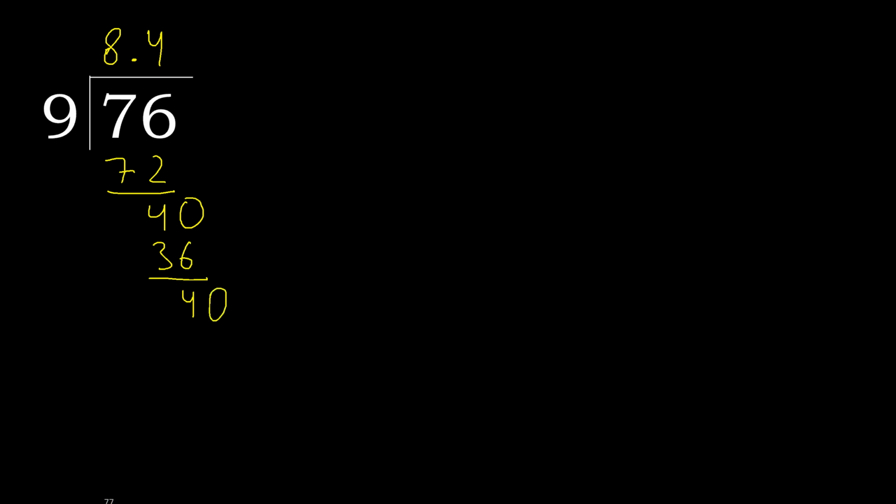Always complete with 0. The point is here. Okay, complete, point. The point is here. 40. 9 multiplied by 4, 36, subtract, complete.